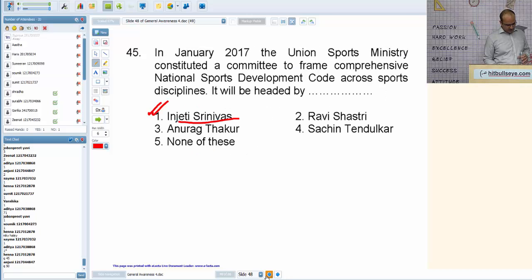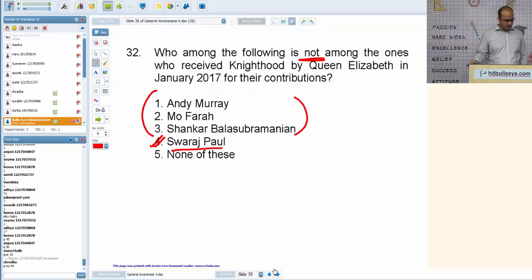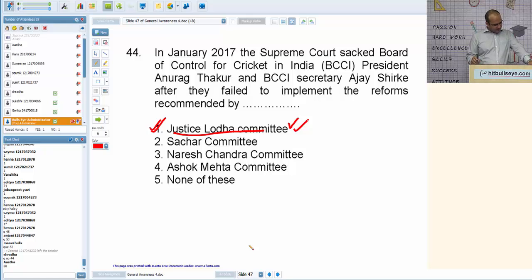Okay, I'll show you question number 45. Okay, let me show you question number 50. This is question number 32. This is question number 44 as demanded by Shraddha.